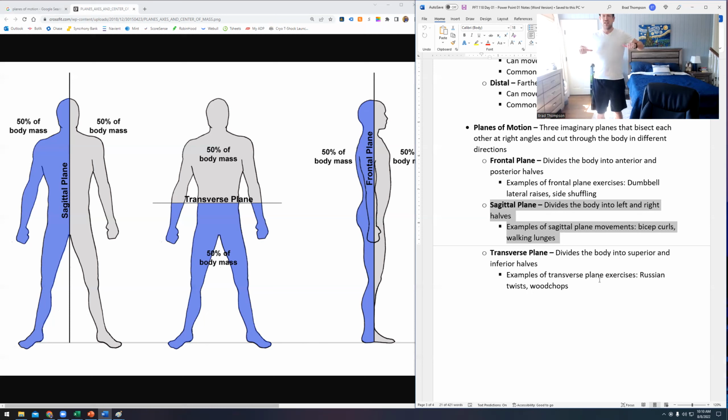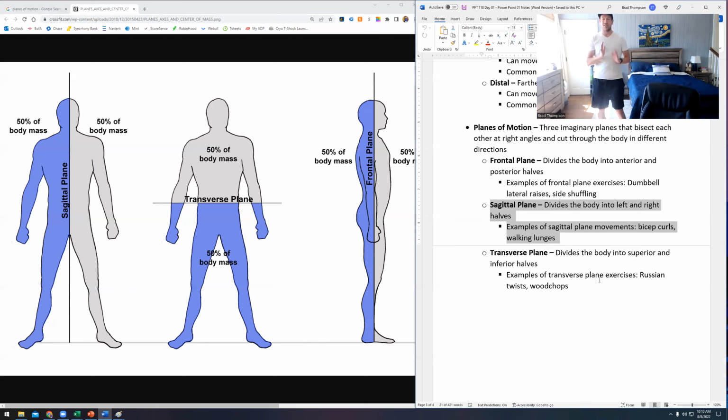Tricep extensions. Bench pressing is a little twisty actually, but there's a lot of sagittal stuff happening. So I'm moving front to back. Chin-ups, sagittal. Walking most of the time, or backpedaling, too.